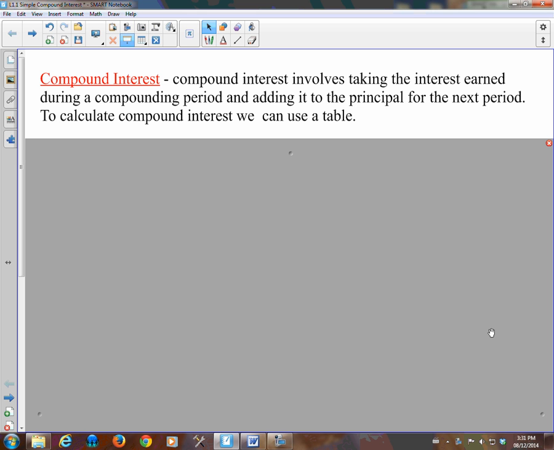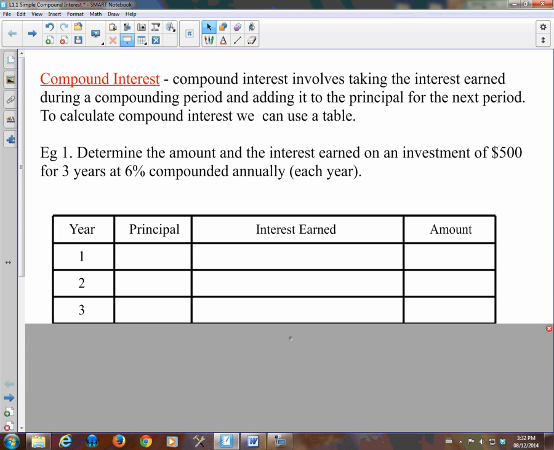And compound interest is a little bit different than simple interest. It involves taking the interest that you've earned during a certain period of time and adding it to the principal to calculate with the principal for the next period. So we would get the money we started with plus the interest, and then the interest on both instead of just the principal, which is the difference between simple and compound interest. So we're going to take a look at a table to try to understand the difference between compound interest and simple interest.